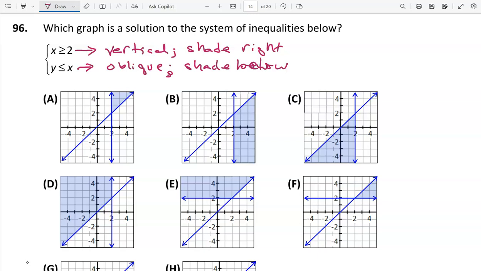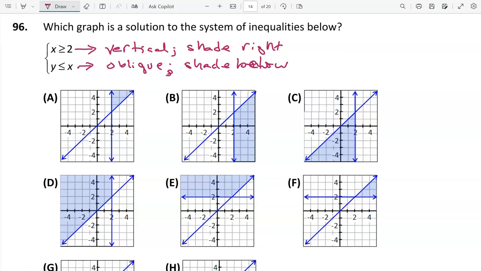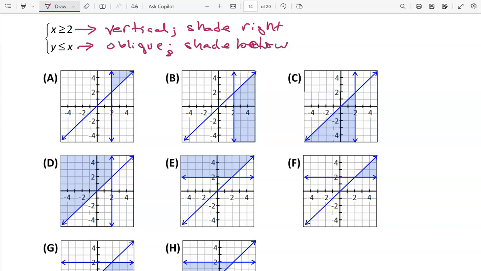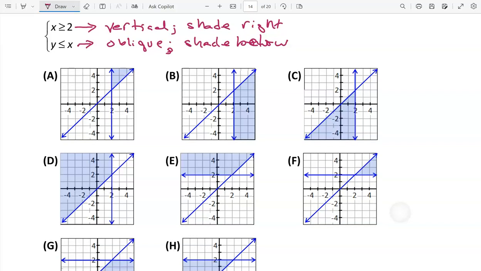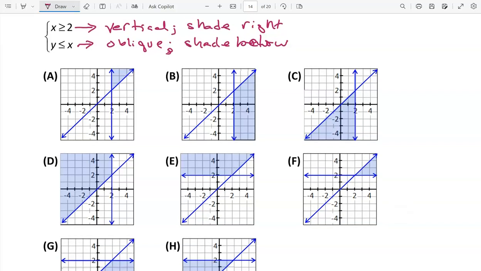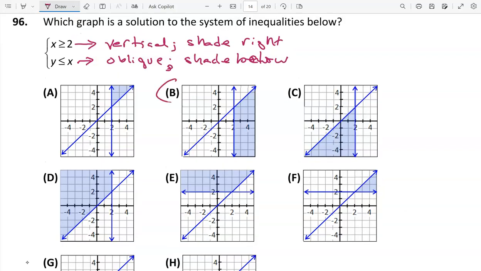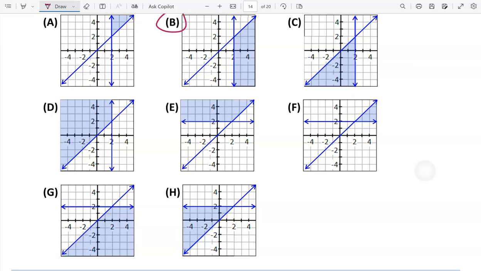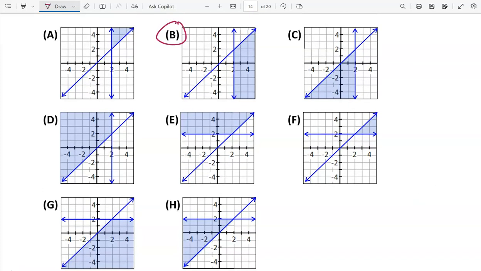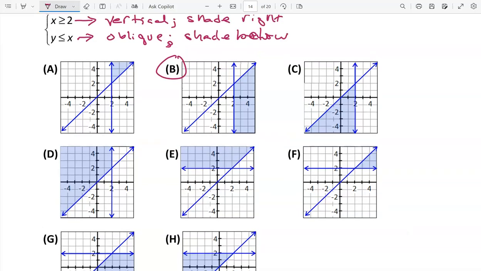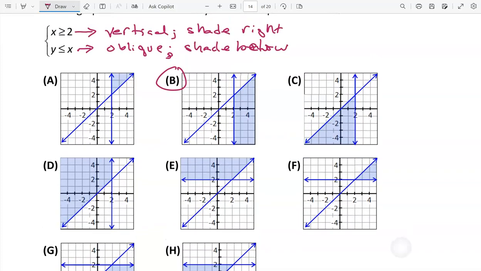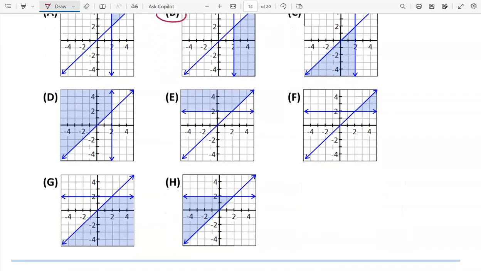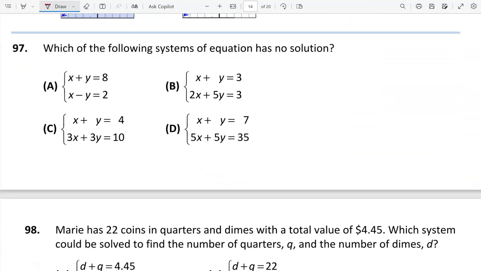So I'm going to pick the graph that has a vertical line shaded to the right and an oblique line shaded below. And that would be choice B. Beware, some of the answer choices had horizontal lines in it, so it's important that you know the difference between the vertical and horizontal lines equations. X equals a number is a vertical line, y equals a number is a horizontal line.